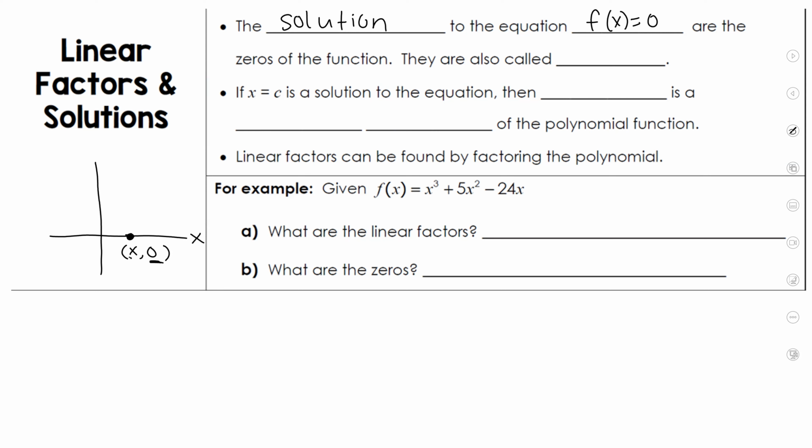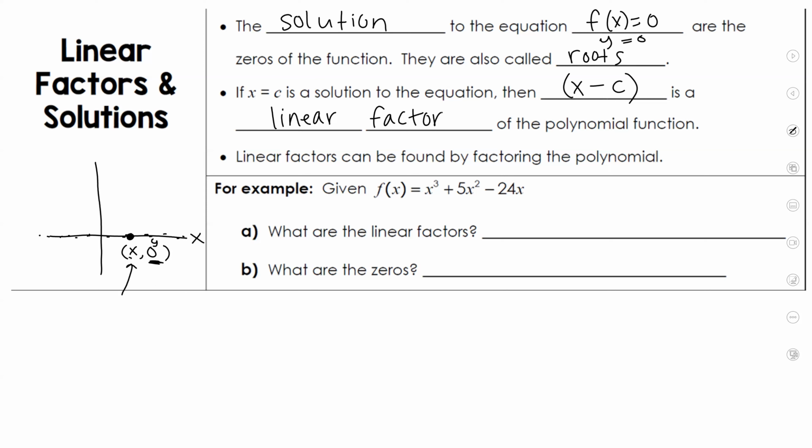Okay? If x equals c is the solution to the equation, then x minus c is a linear factor of the polynomial function, and we'll talk about that more shortly. Linear factors can be found by factoring the polynomial. Okay? All right, next. So let's do this example right here.